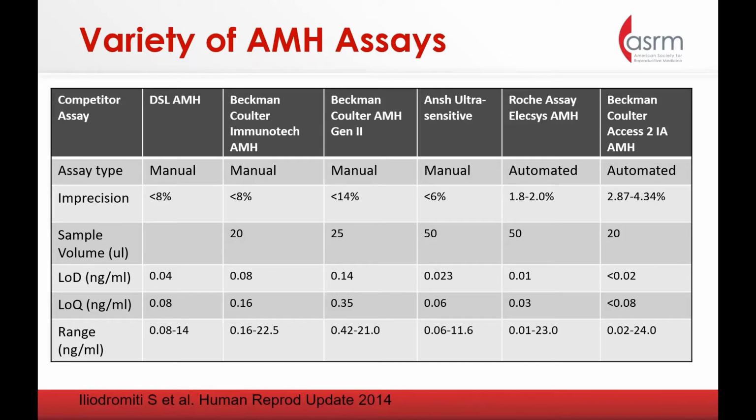More recently, the AnshLabs assay was released, which doesn't have this imprecision, and there are now 2 automated assays on the market that are FDA approved. It's important to know that there are different issues with each assay. There is quite a variation in how AMH is reported between the assays. They also use different units and use different cutoff values. So it's important to know which AMH assay you are using clinically.